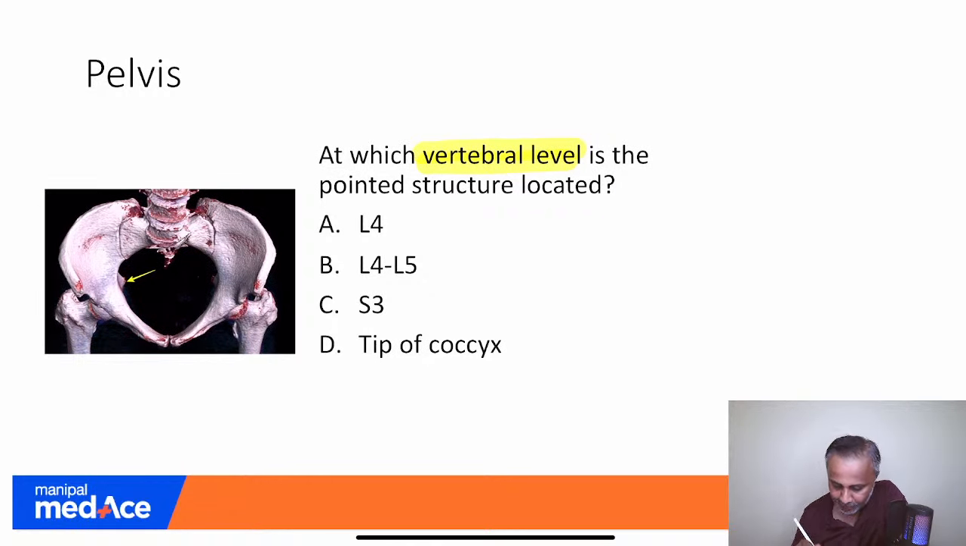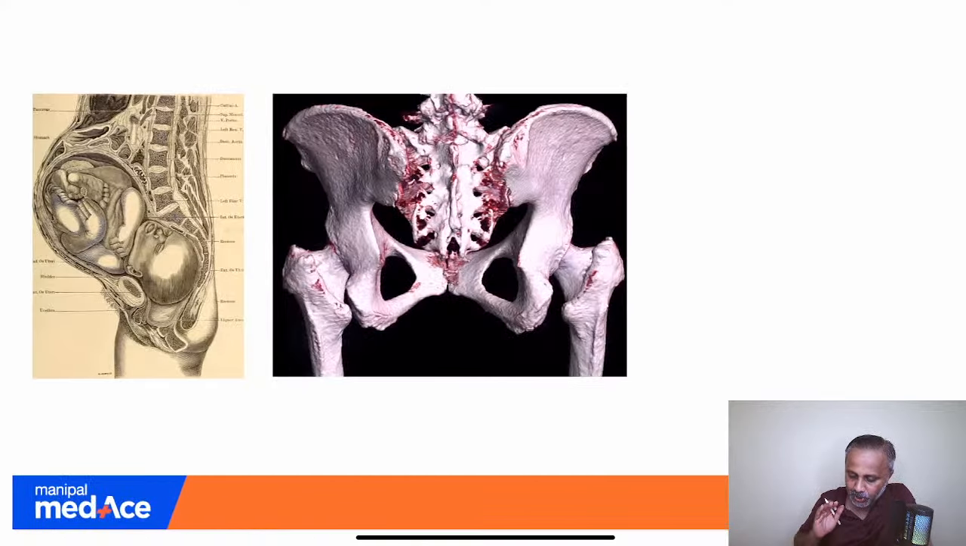Let's try to understand. So he has given L4, then L4 and L5, then S3, and then the tip of the coccyx. Okay. Now remember, MCQs are about finding the most appropriate response or the best response. It is not always about choosing the correct response, right? So let's try to solve this question.